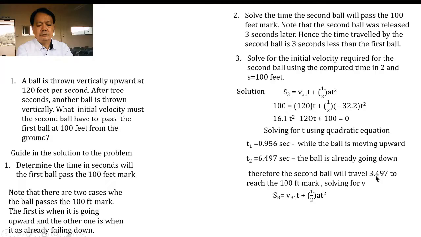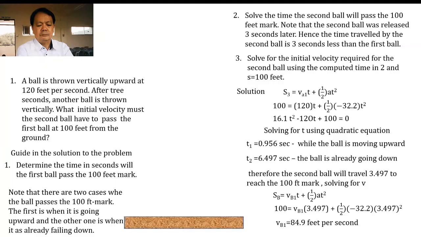And if this will be substituted in the formula for S sub b, which is equal to v sub b t plus 1/2 a t squared, where S sub b is 100, kasi 100 lamang naman yung tatakbuhin niya, and v sub b is the initial velocity, and t is the time that we have solved for, the time that it is traveling. From here we can substitute the values and you will have the velocity equal to 84.9 feet per second.